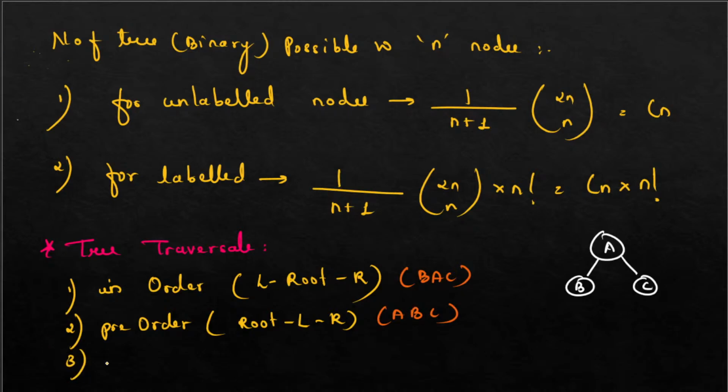Then the third is post order, which is left right root, and this is BCA, like this. Okay, like this. And some shortcut also I will tell for this, how to write all these immediately. So one note just keep for this.